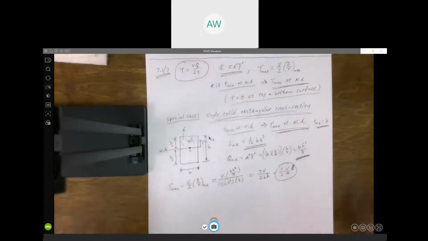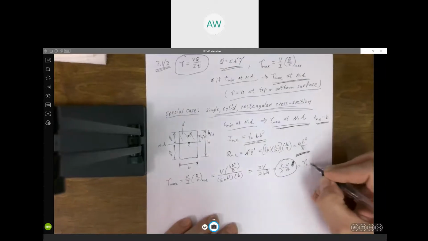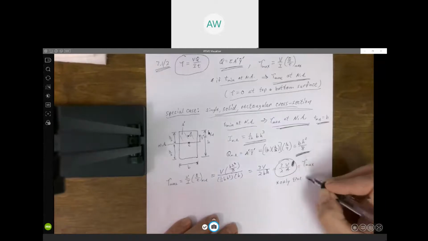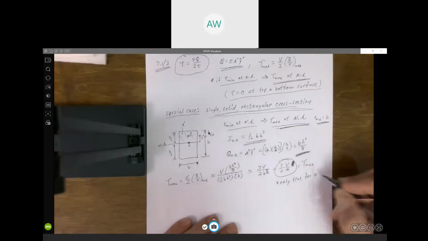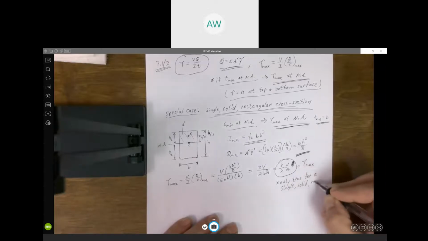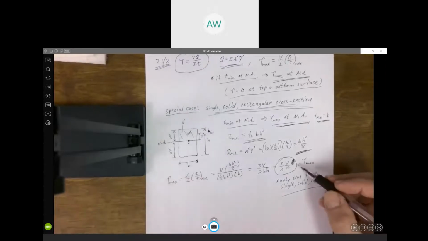You don't have to know this formula. It's up to you. You're more than welcome to use it. But just remember, this is only true for a single solid rectangle. We can't use this for a combination of rectangles, like an I-beam, where we break it up into three rectangles. This doesn't work on that. It has to be just one single rectangle. But if you run into one of those, you're certainly welcome to use this formula.